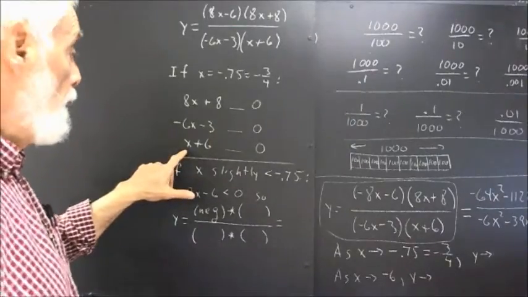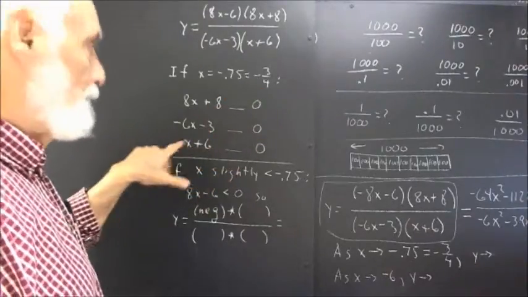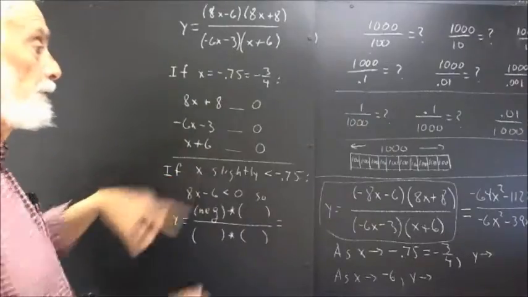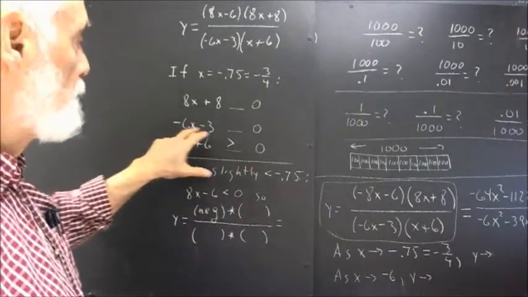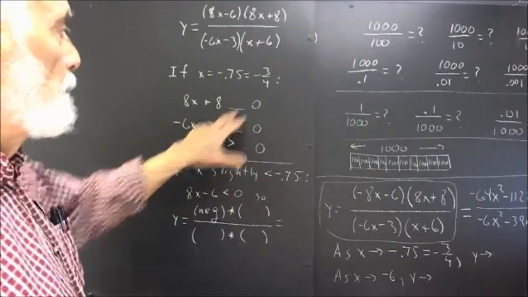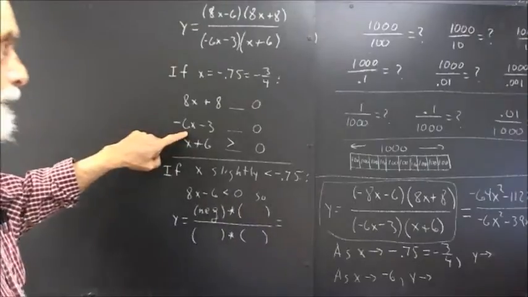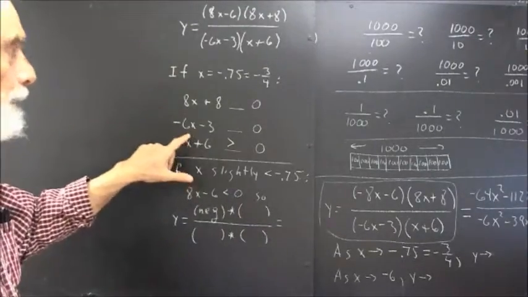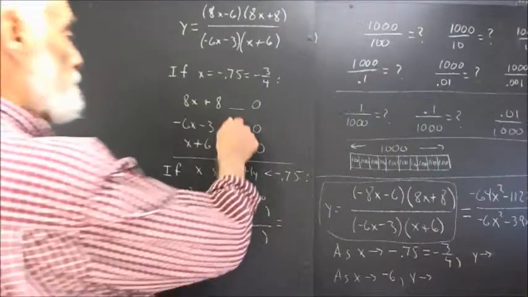For example, x plus 6. If x is negative 3/4, well, 6 is much bigger than 3/4, so this is clearly going to be positive. What about negative 6x minus 3? Well, if x is negative 3/4, we have to do a little calculation. 3/4 of 6 is 4.5, so that's going to be plus 4.5 minus 3. Oh, that's going to be greater than 0.